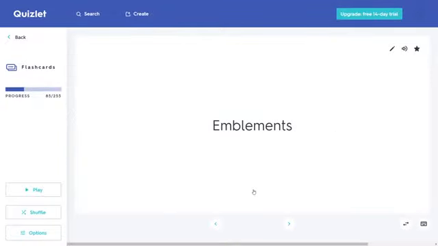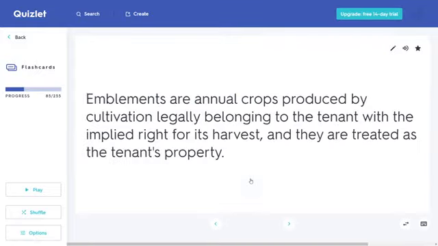Emblements. Okay, so here's a few seconds for you guys. Okay, so do you guys know about emblements? Hopefully, if you're a fan of this channel, you should. Emblements are annual crops produced by cultivation that legally belong to the tenant with the implied right to harvest, and they are treated as the tenant's property.